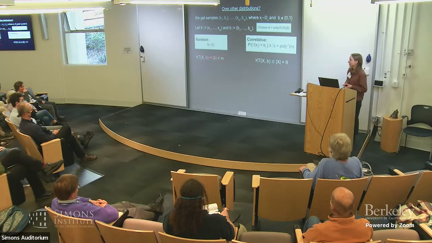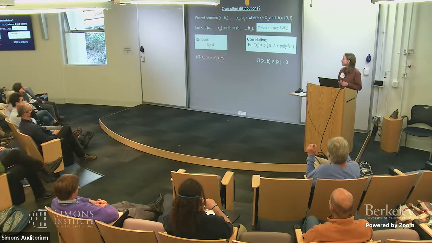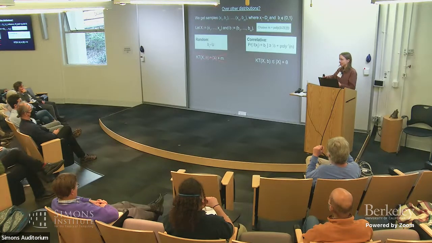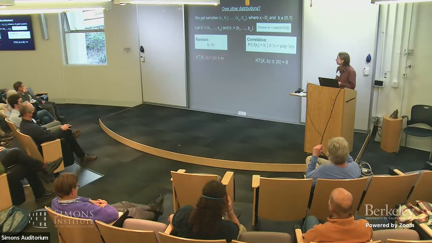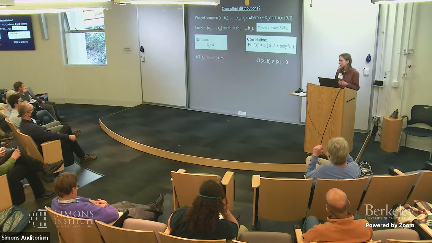Okay, so let's see what goes wrong if we try to apply the same argument to learn over other distributions. There are a couple of problems. One is that we've only assumed we have a heuristic that works over the uniform distribution. That's fine in the correlative case because of the nice one-sided error property we've assumed. But in the random case, now the xi's aren't uniformly random, and we have no reason to believe our heuristic is going to work very well.